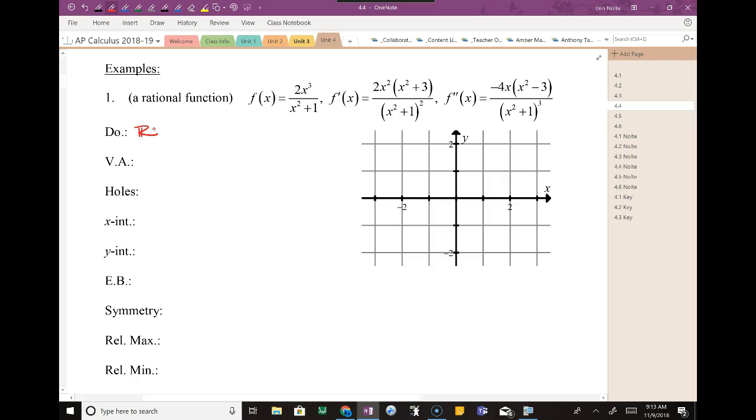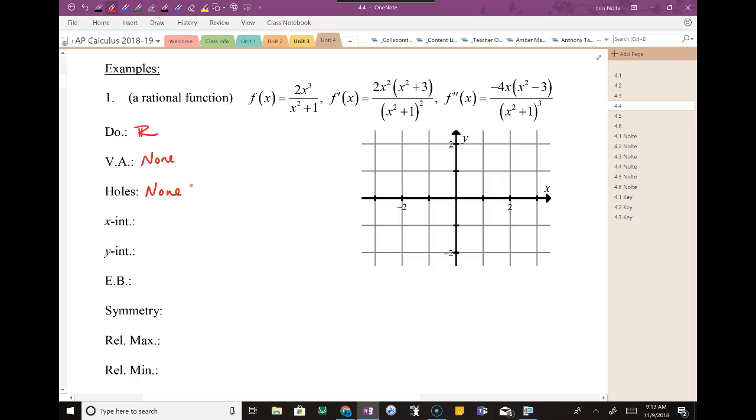Vertical asymptotes: how do you identify vertical asymptotes? Canceling gives the holes. Vertical asymptotes are anything that makes the denominator 0. So in this scenario, we have no vertical asymptotes. Holes are if we canceled. Did we end up canceling anything for simplification? No, so we have no holes. Not a lot of information so far.